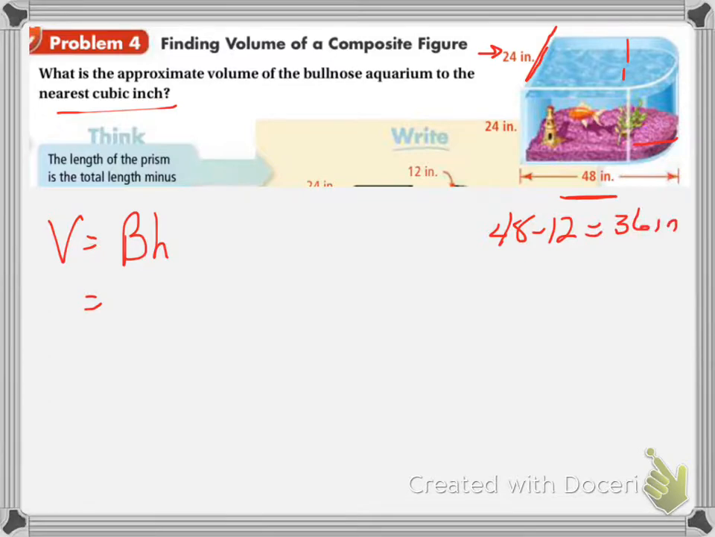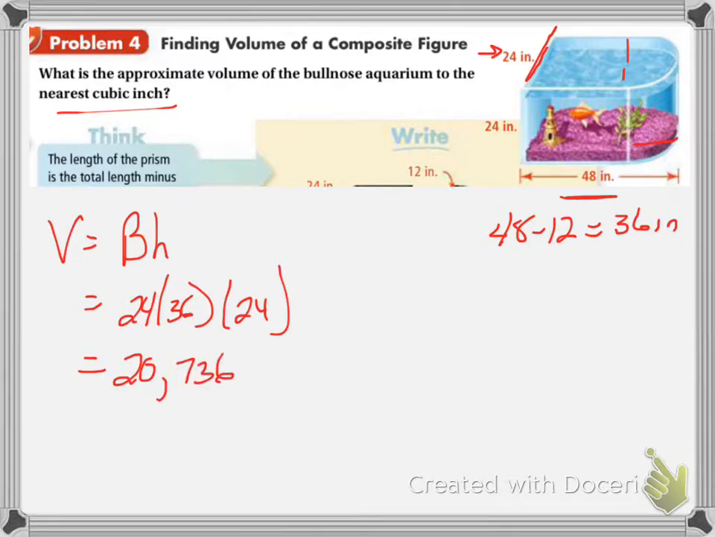So the area of my base then is going to be 24 times 36, times my height, which is going to be 24 as well. Okay, punch all that in my calculator, we end up with 20,736. Okay, we want the volume of the cylinder now, but we talked about that. This is half a cylinder, so put a half in there.